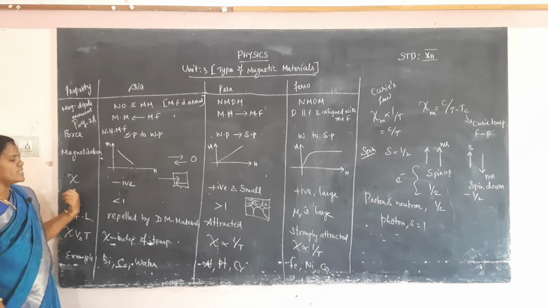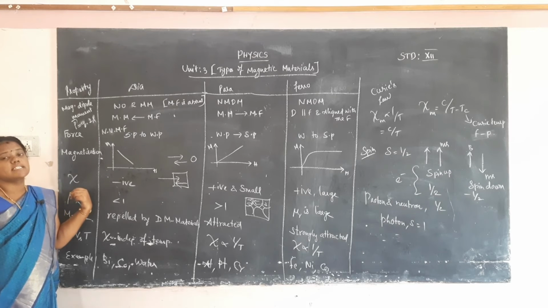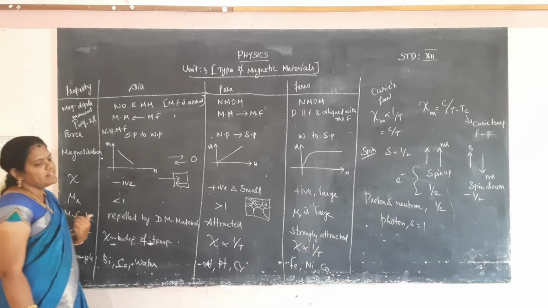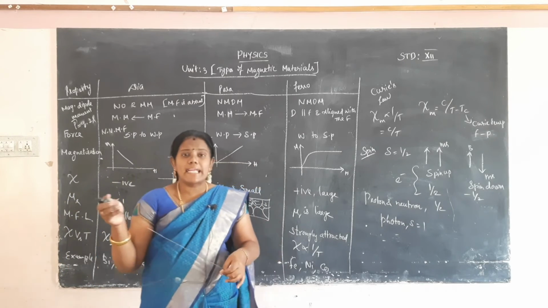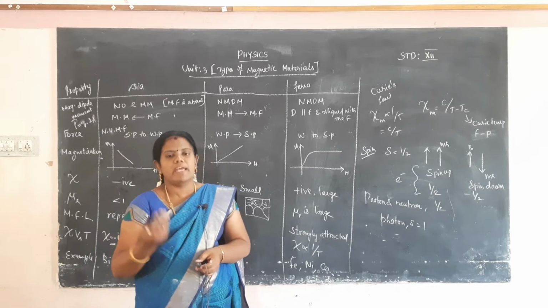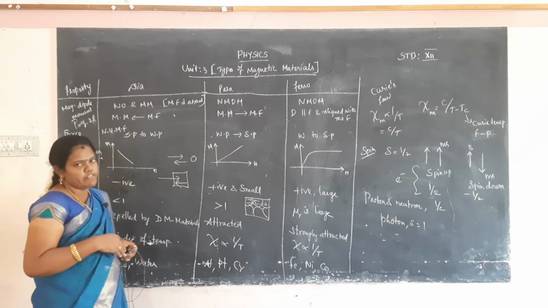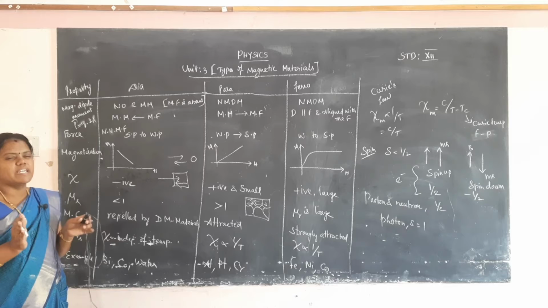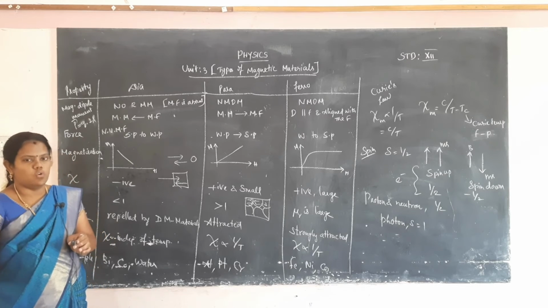And what is the symbol? That is susceptibility. What is the meaning of susceptibility? Susceptibility means the ratio of magnetization by the magnetizing field. What is the meaning of magnetization by magnetizing field? Susceptibility decides how strongly or weakly the material will be magnetized.